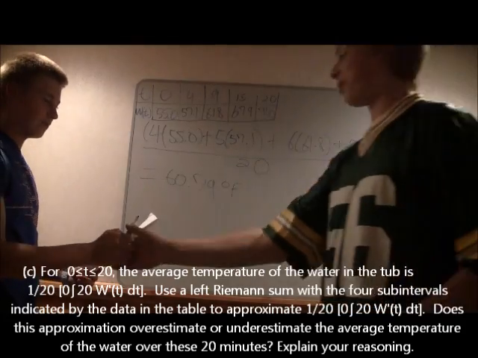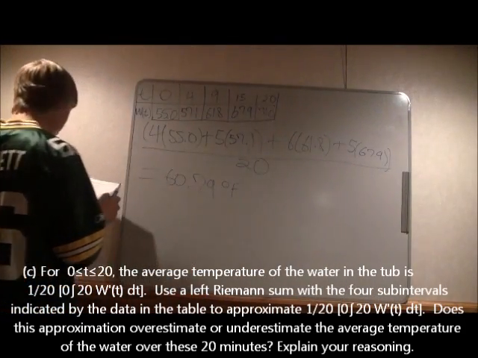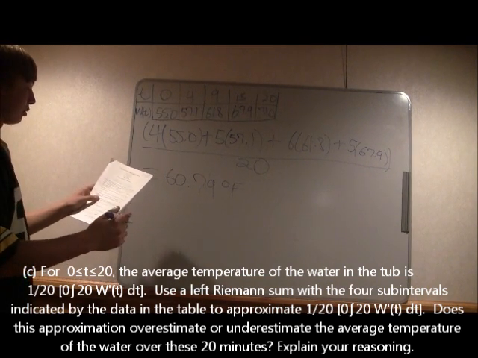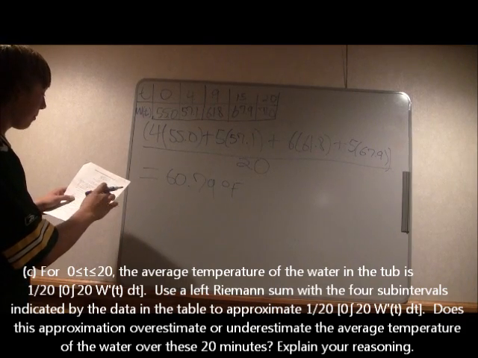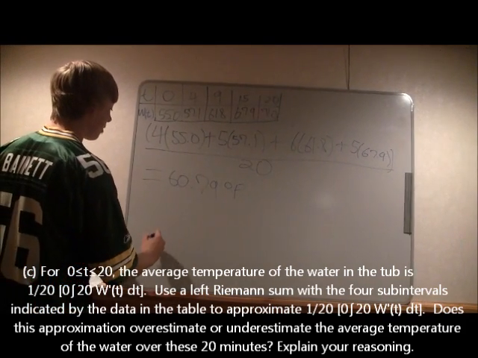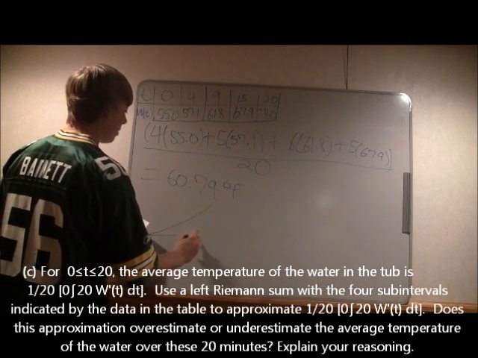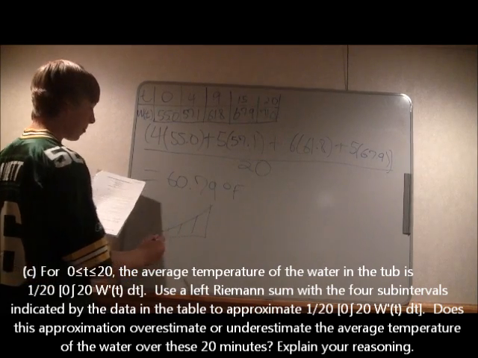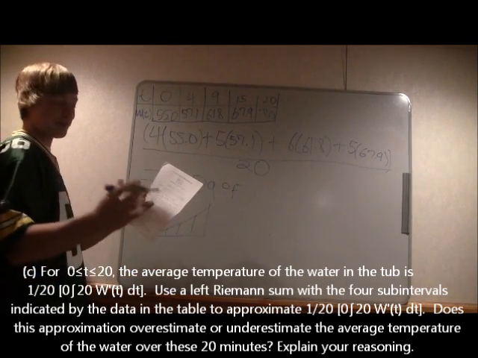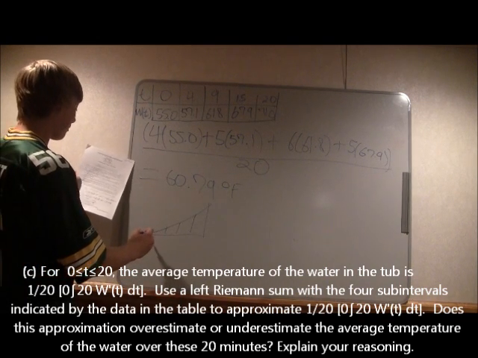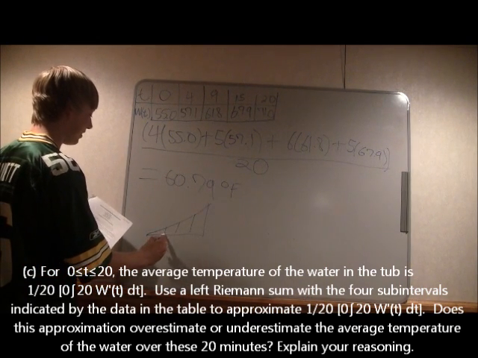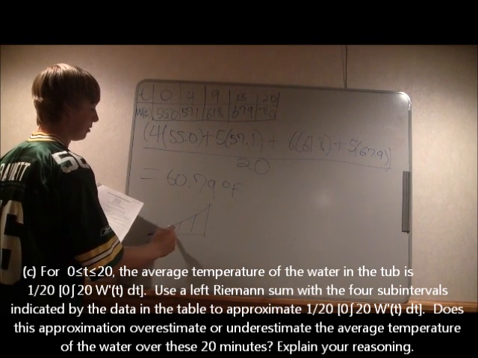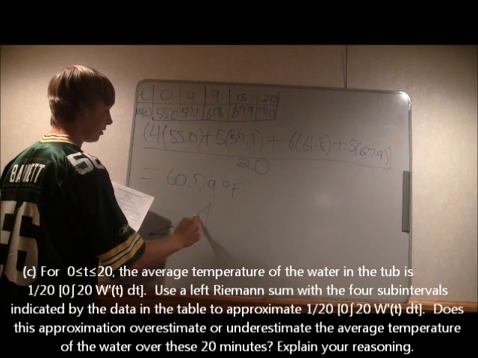Oh, Bo, you forgot a huge step here. You have to explain whether this approximation overestimates or underestimates the average temperature over the 20 minutes. And it says up top that this is a strictly increasing graph. So that's like this. And then we split it into 4 different time zones. A left Riemann sum means that we use the left point for each. So for the first one it's just 0. The second one we take this point here, because that's the left point for this interval. So we draw that line over, and then the third one's there, fourth one's there.